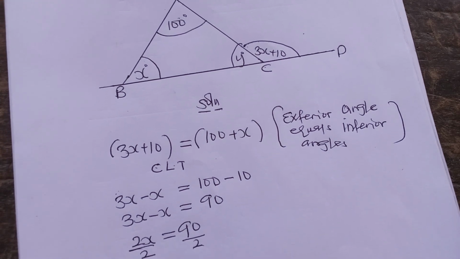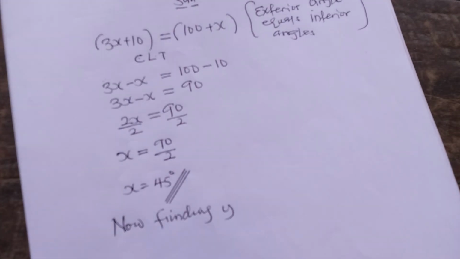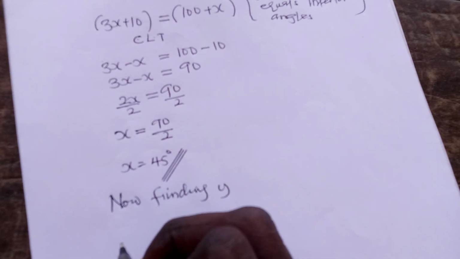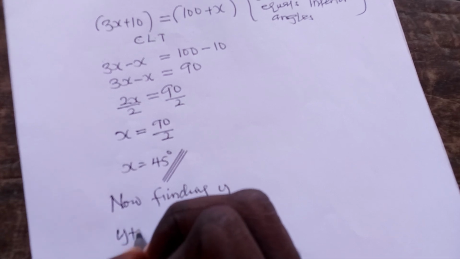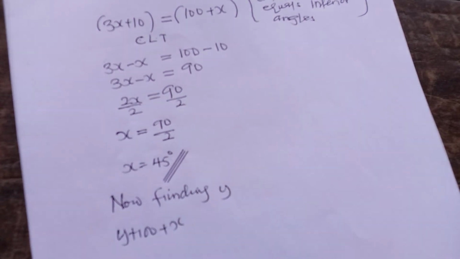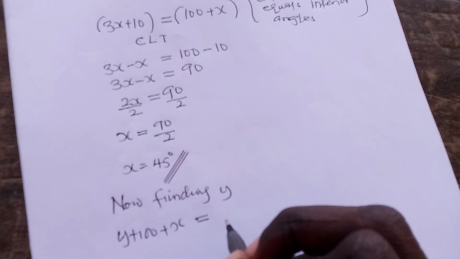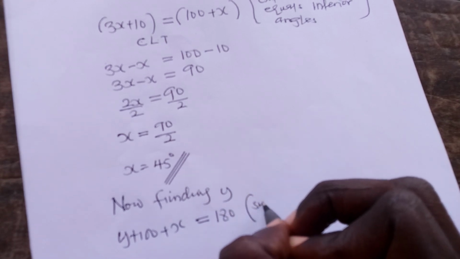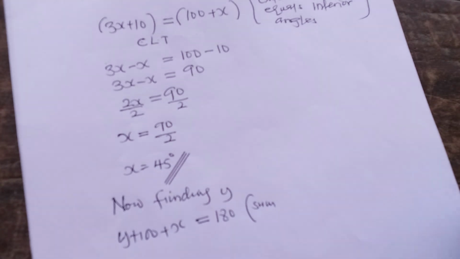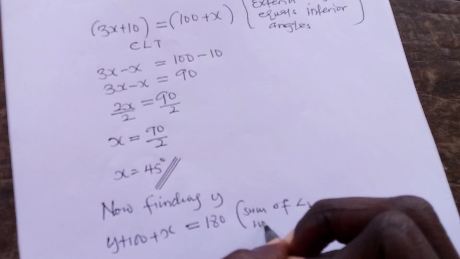So now we want to find y. We say y plus 100 plus x, then everything becomes 180 degrees. The reason being the sum of angles in a triangle.